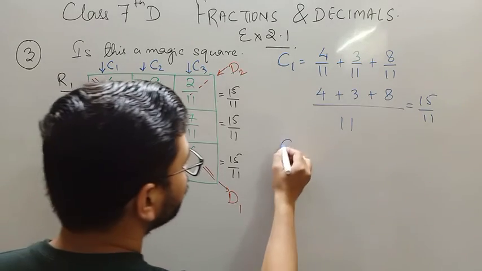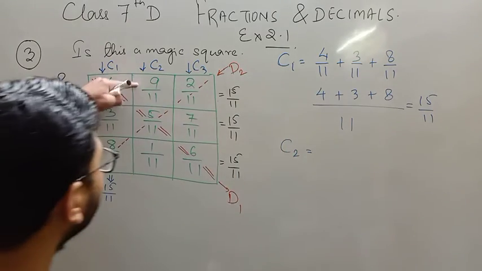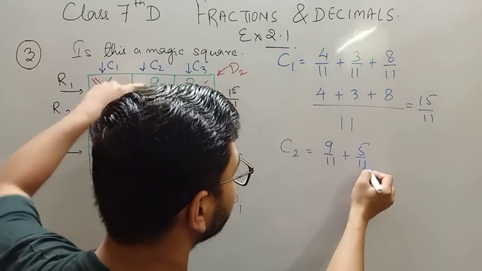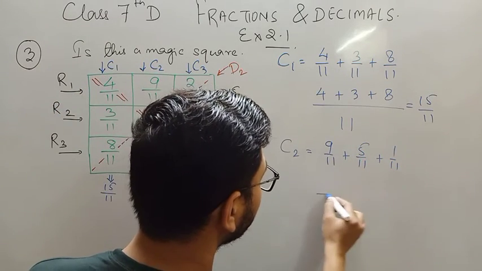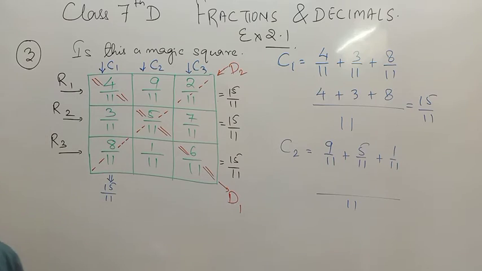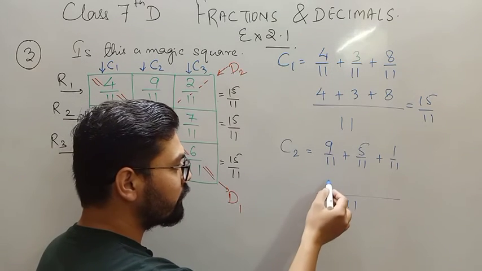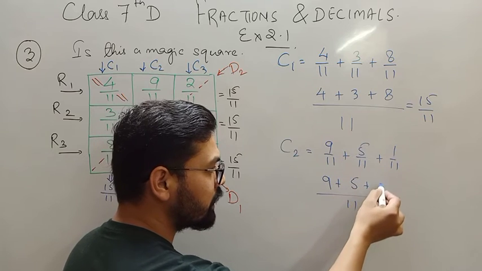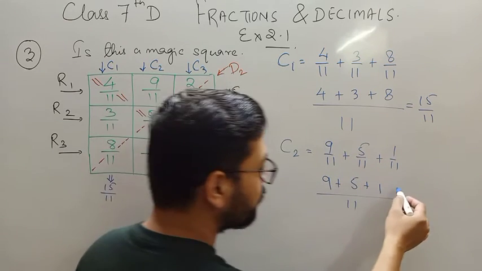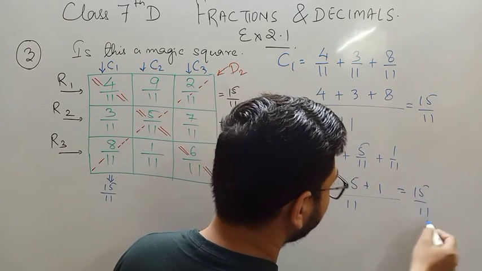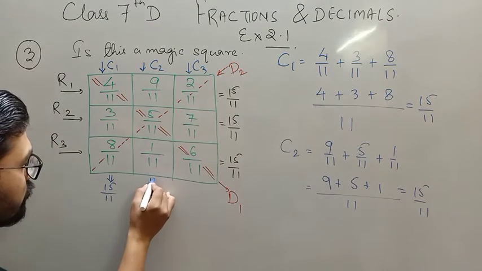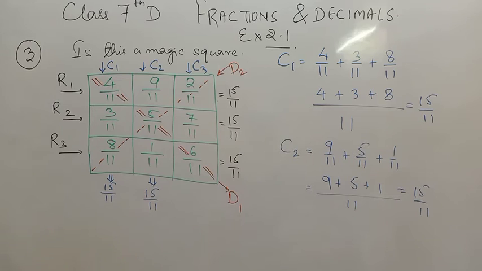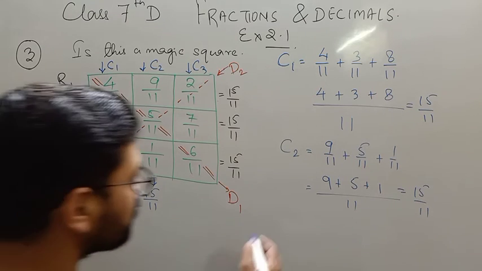Then I just need to check for C2. 9 by 11 plus 5 by 11 plus 1 by 11. The LCM is 11. 11 ones are 11 into 9. 11 ones are 11 into 5. 11 ones are 11 into 1. So 9 plus 1 is 10, plus 5, 15. So 15 upon 11. So this is also 15 upon 11. Any doubt in this? I hope this thing is visible to you all.